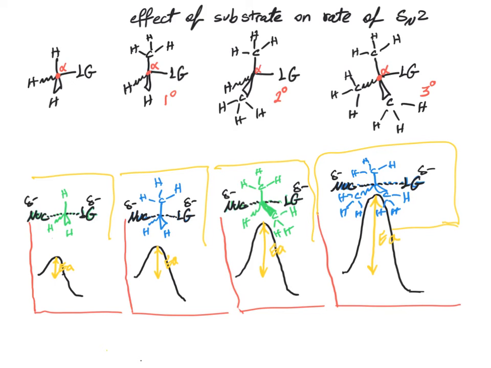So we know that highest activation energy means the slowest reaction. So we can rank different substrates based on their reactivity in SN2 reaction. Methyl substrate is the most reactive one, and tertiary substrates are the least reactive one.